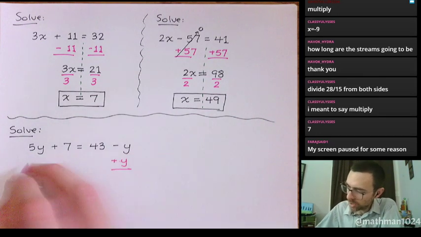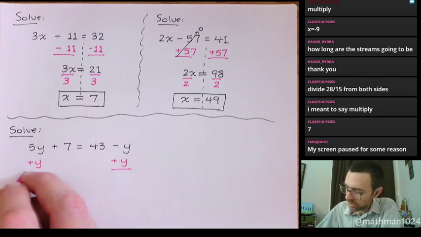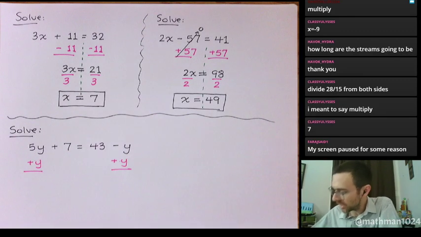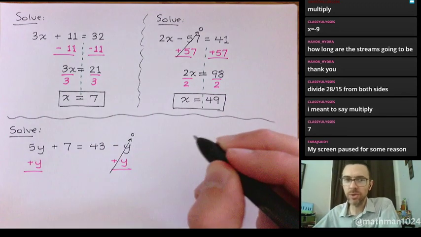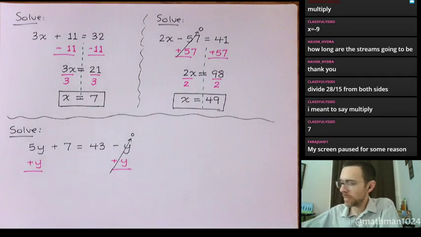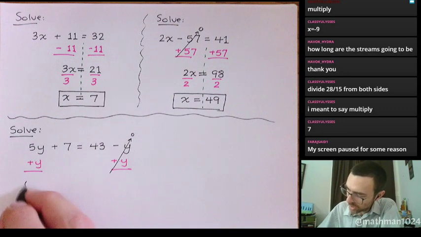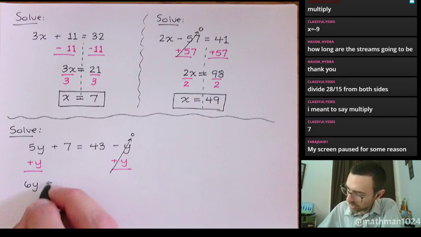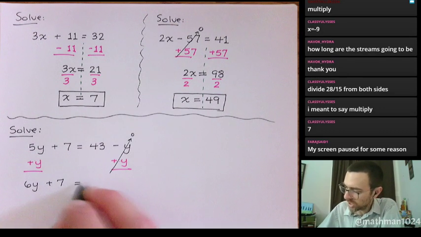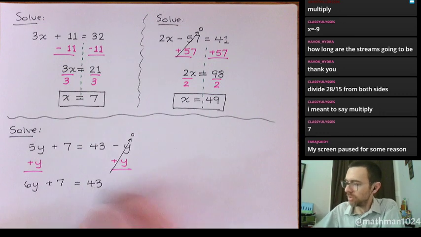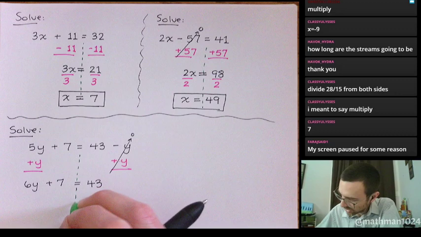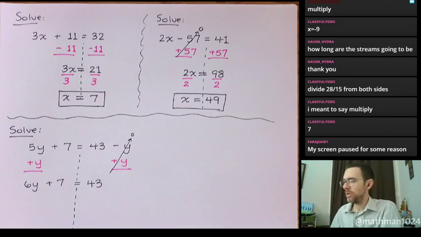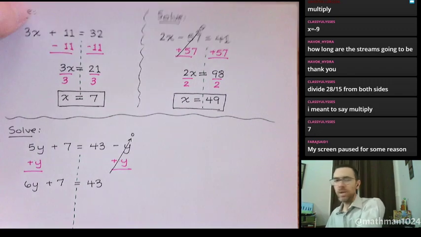So let's add y to both sides of the equation. When I do that, again, these guys go away to give us 0. That's the whole purpose of that. And now we have 6y plus 7 is equal to 43. And again, if you've got this dashed line through there so you can keep the left side from the right side, go ahead and do that.